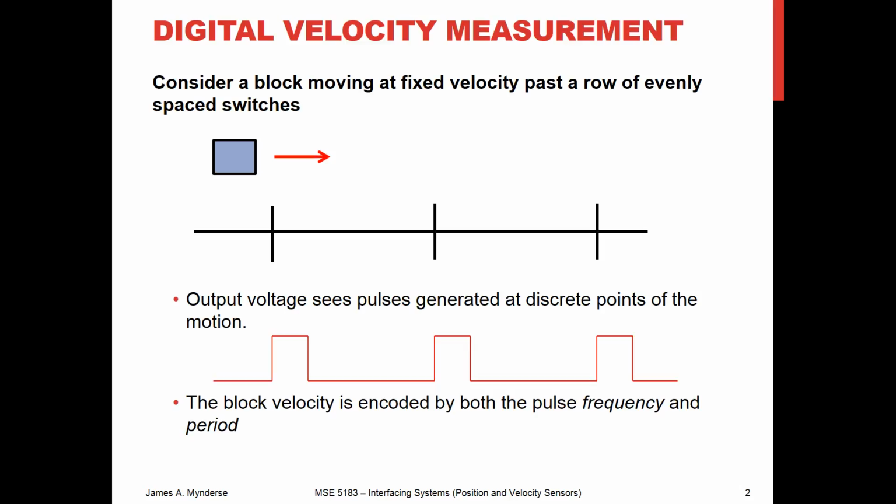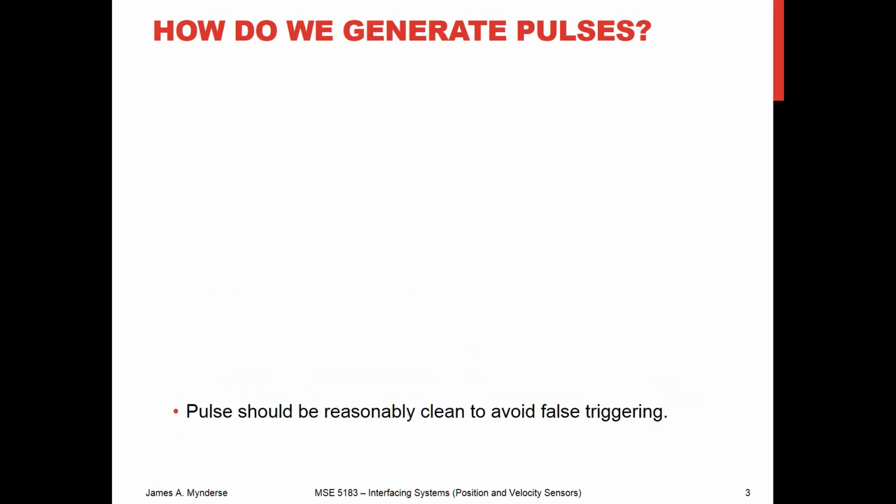So the pulses are going to tell us where the block is, but not perfectly because we only know at those discrete points. And we can get the velocity out of the frequency that the pulses are appearing in time, or the period, the time between the pulses. So how are we going to generate those pulses, though?